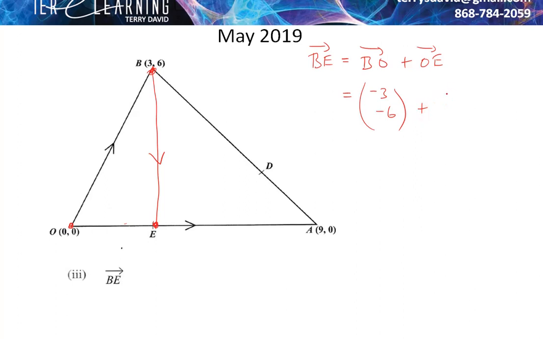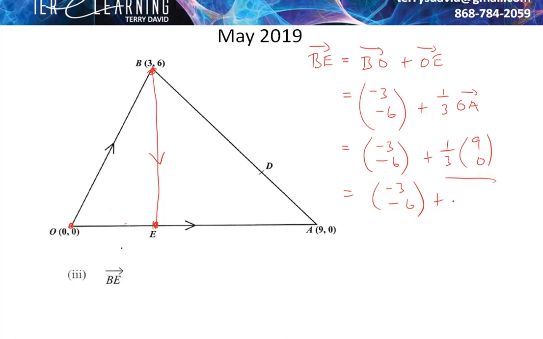But what is OE? OE was 1/3 of OA. So that is minus 3, minus 6 plus 1/3 of OA, which was 9, 0. Again, this is a scalar multiplication here. 1/3 by 9 is 3, and 1/3 by 0 is 0. So minus 3 plus 3 is 0, and then minus 6 plus 0 is minus 6. So the vector BE is simply 0, minus 6.